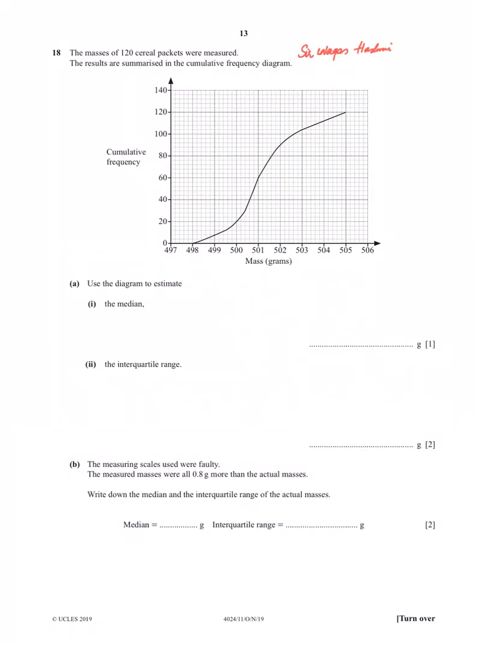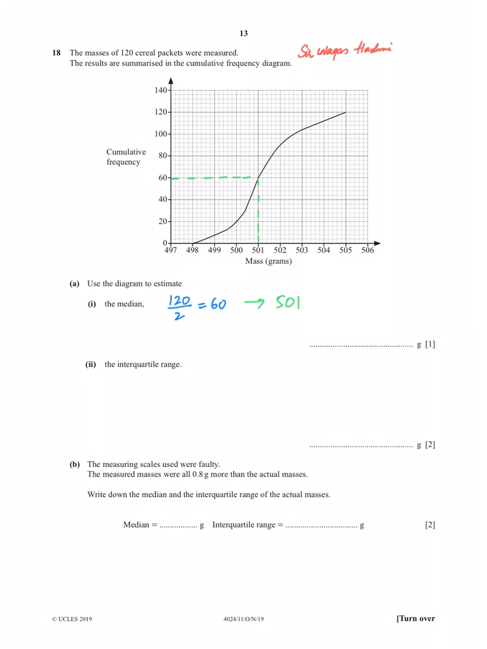It's question number 18. The masses of 120 cereal packets were measured. The results are summarized in the cumulative frequency diagram. Use the graph to estimate the median. Now, what is the median? The median is basically the middle value. How are you going to find it? It's the total frequency, 120, divided by 2, which gives you 60. At the value 60 on the y axis, you need to find the value on the x axis. So the median for the first part is 501.